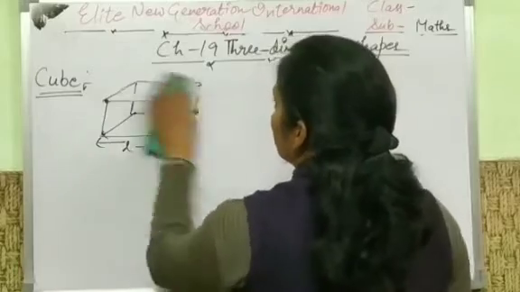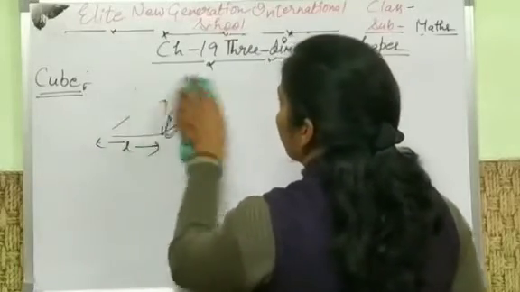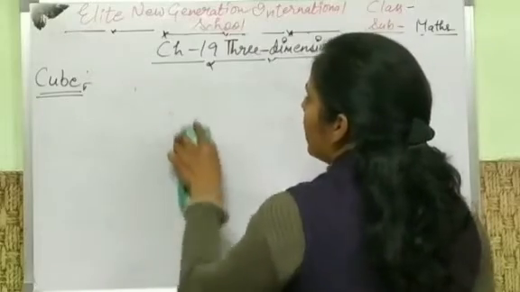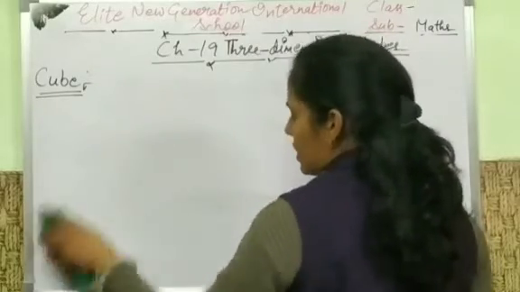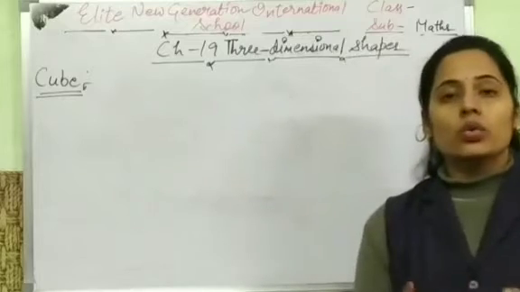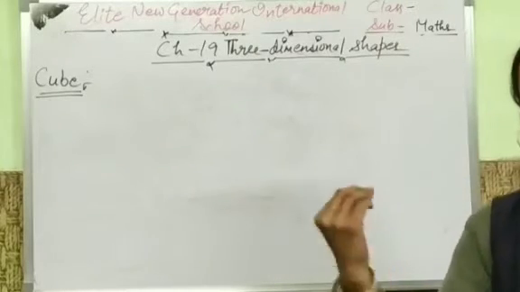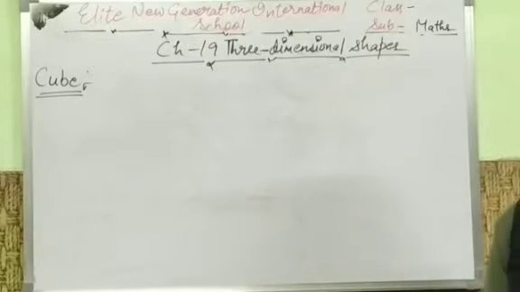And now, what is the definition of a cube? You can say a solid having 6 square faces is called a cube. Or you can say that a cuboid whose length, breadth and height are all equal is called a cube.